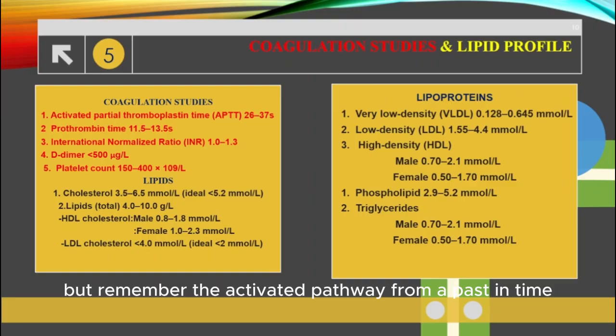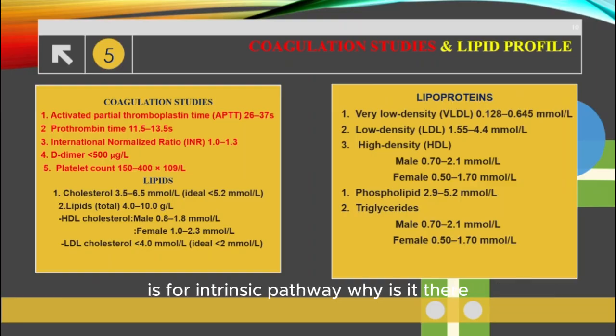But remember, the activated partial thromboplastin time is for the intrinsic pathway, whilst the prothrombin time is for the extrinsic pathway, while the INR is calculated from the prothrombin time, and I've explained in detail how you come up with the values. D-dimers I have explained, platelets I have also explained. So now we move on to the next component, which is the lipid profile.